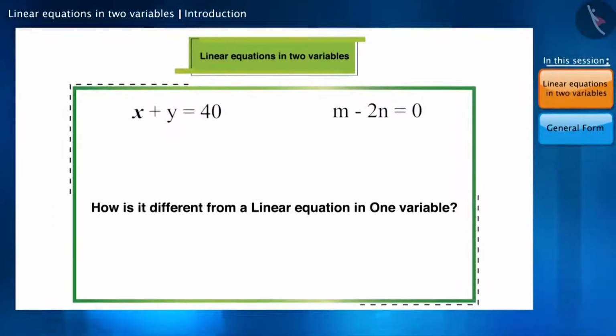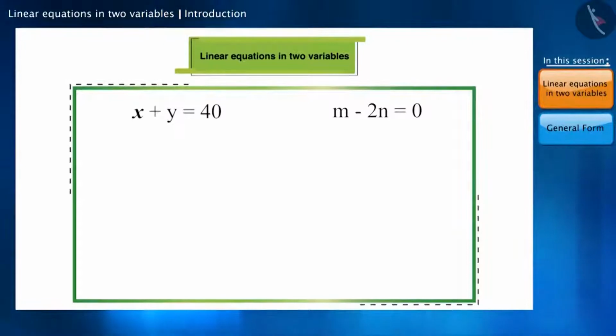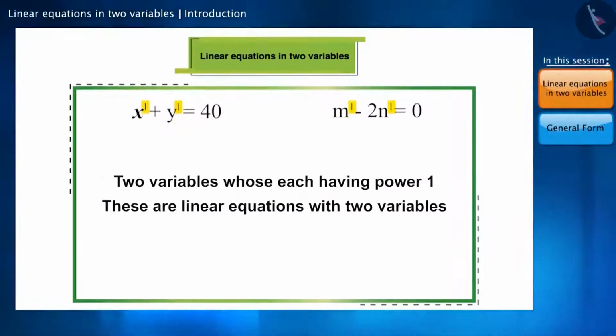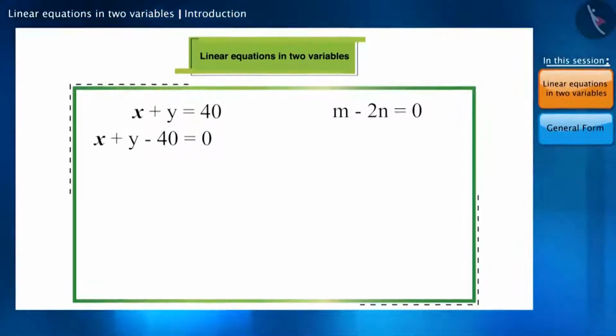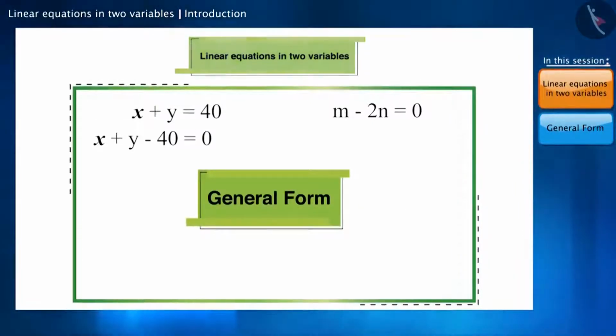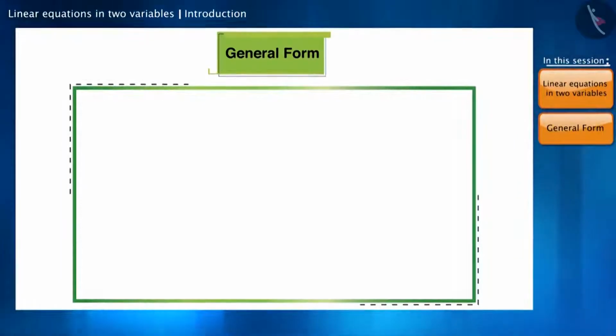Can you tell how these two equations are different from a linear equation in one variable? Come on, let's see. In these two equations, the variables are x, y and m, n. The maximum power of both is 1. Hence, both of them are linear equations in two variables. We can write the equation x plus y is equal to 40 and x plus y minus 40 is equal to 0 as well. And from this, we reach this general form.